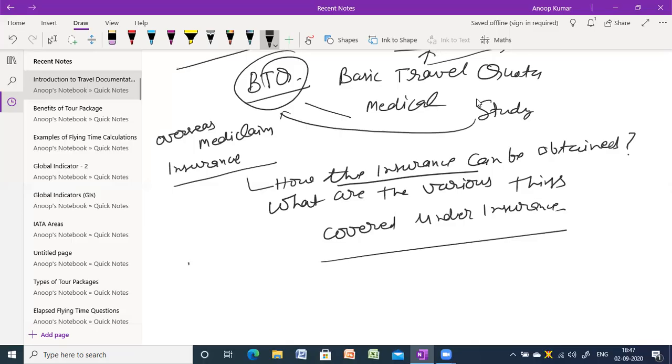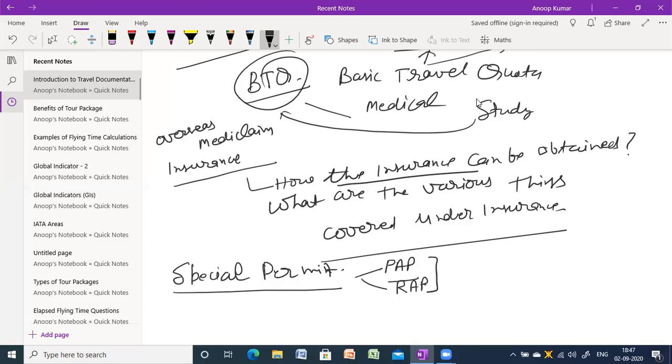Then we will also study about special permits. Like visa, sometimes you may have to take some special permits. If I take the example of India, if you are traveling in a few of the parts, for example tribal areas, in that case you may need some protected area permits, PAPs, and you may need some restricted area permits. So we will study about the various cases of PAP and RAP.